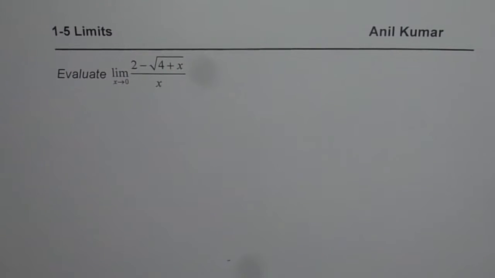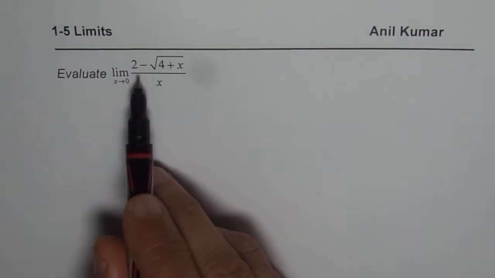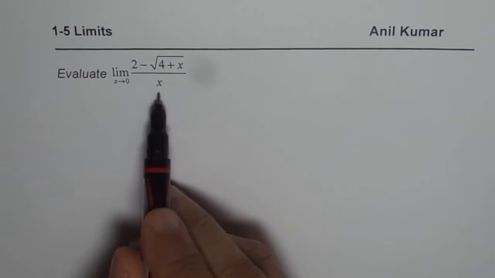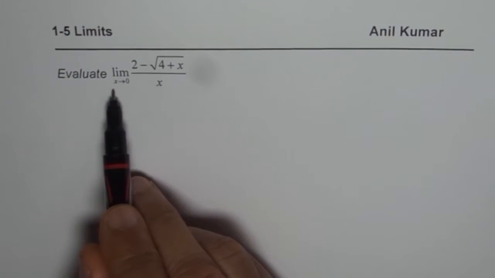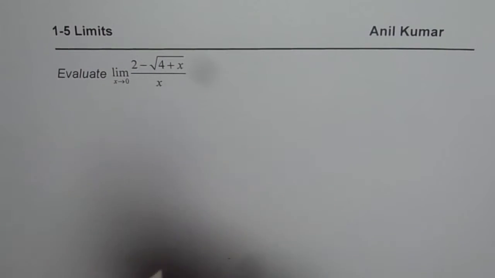I'm Anil Kumar, and here is an example to find a limit using rationalization. The question is, evaluate the limit of the function (2 minus square root of 4 plus x) divided by x, where x approaches 0. So if I substitute 0 for x, what do I get?